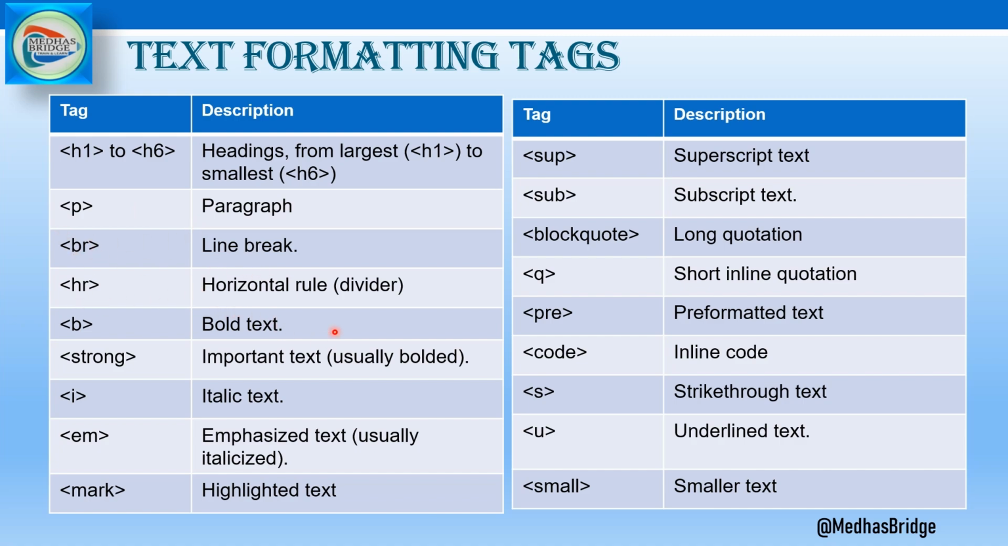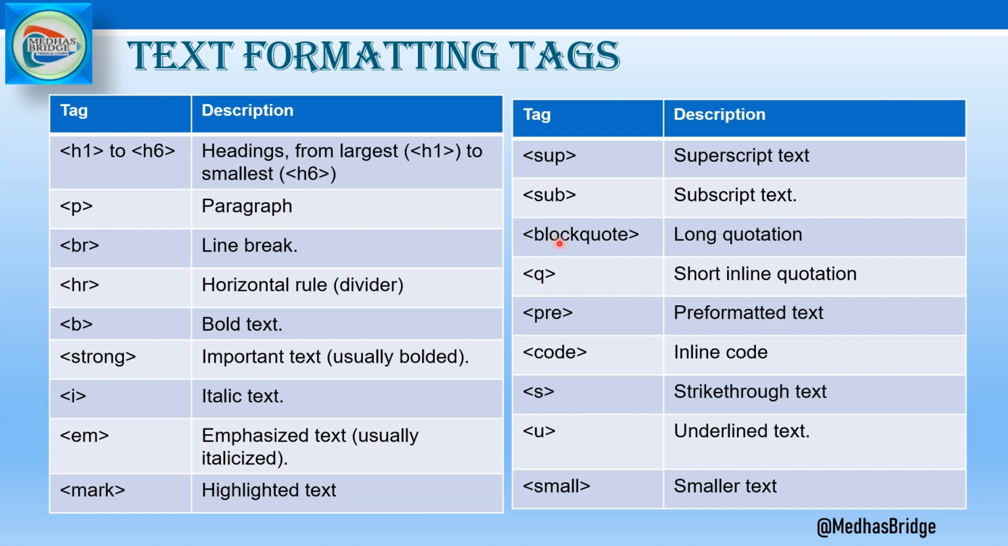HR is a horizontal divider. B means bold text. Strong is basically again bold, for important text. Normally strong is the HTML tag we use for it. I is italic text. EM is usually italicized, and mark highlights the text. Sup and sub, right? Superscript and subscript, we use these tags for it.